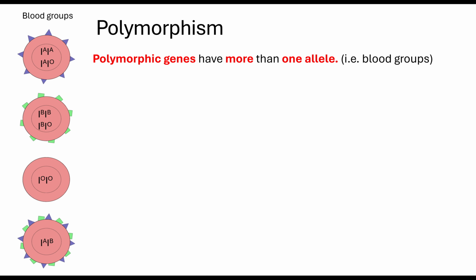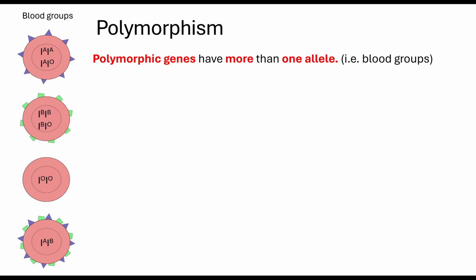If we look at, for example, the blood groups, we know that there is codominance here. There is not complete dominance. There's not just one which is dominant and one which is recessive. There are multiple alleles. So if we have multiple alleles, we therefore say that this is a polymorphic gene. We have the A allele, the B allele, and the O allele. So you can either be blood group A, blood group B, blood group O, or blood group AB.